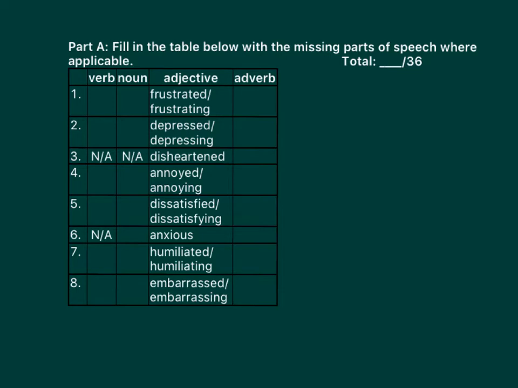Exercise Part A. Fill in the table below with the missing parts of speech where applicable. The table is split across 2 screens. You can stop the video and go through the screens one by one while you fill in the blanks. After that, the answer will be displayed on the next 2 screens.